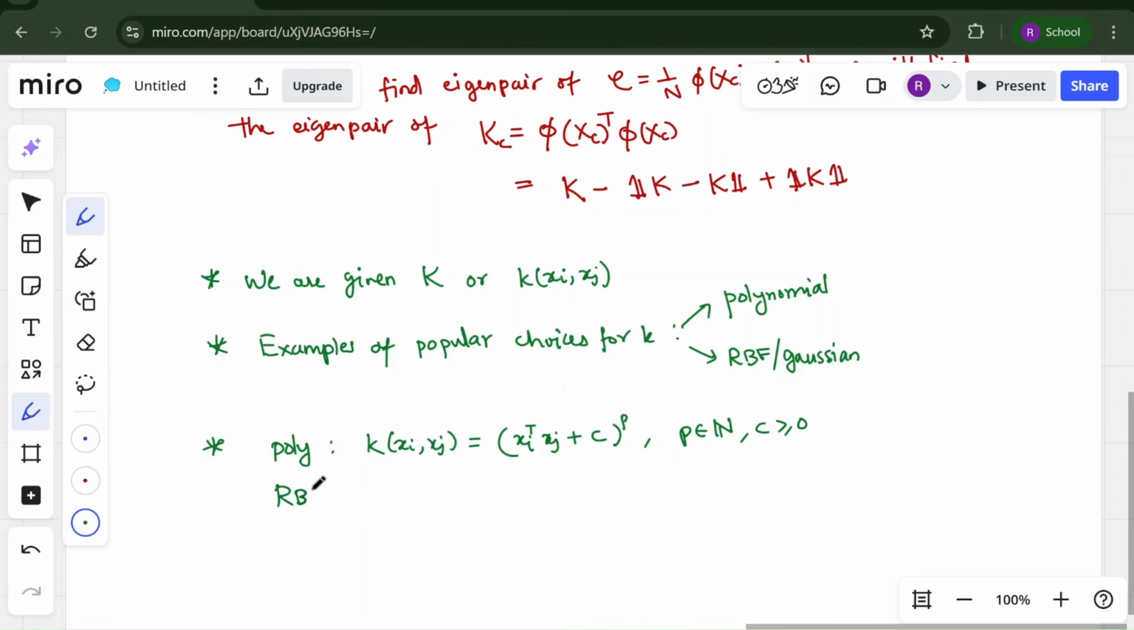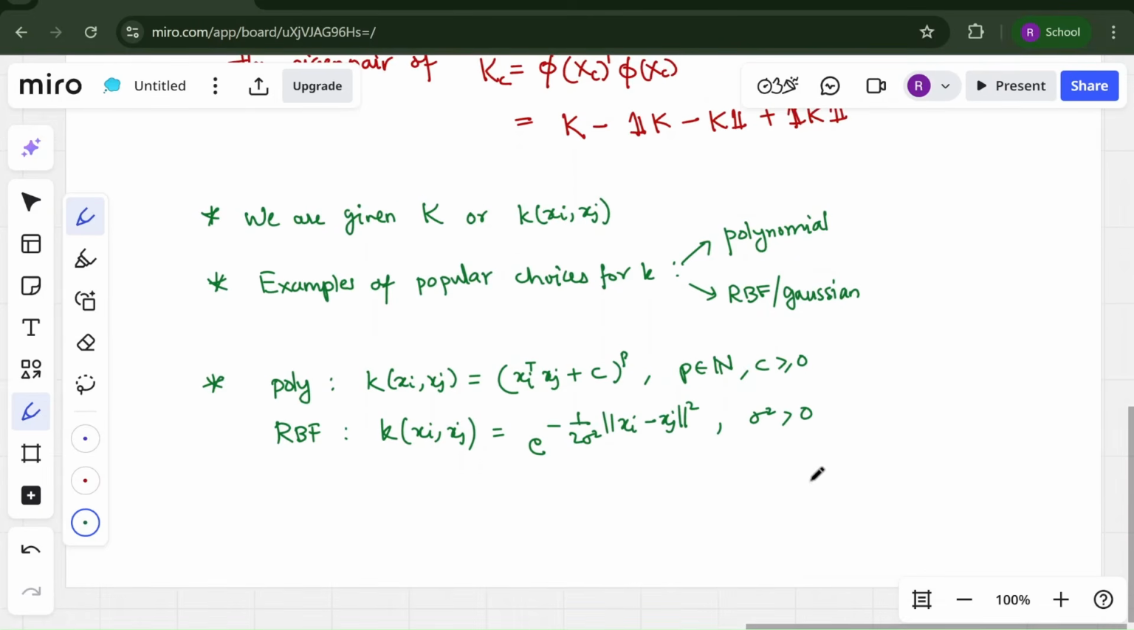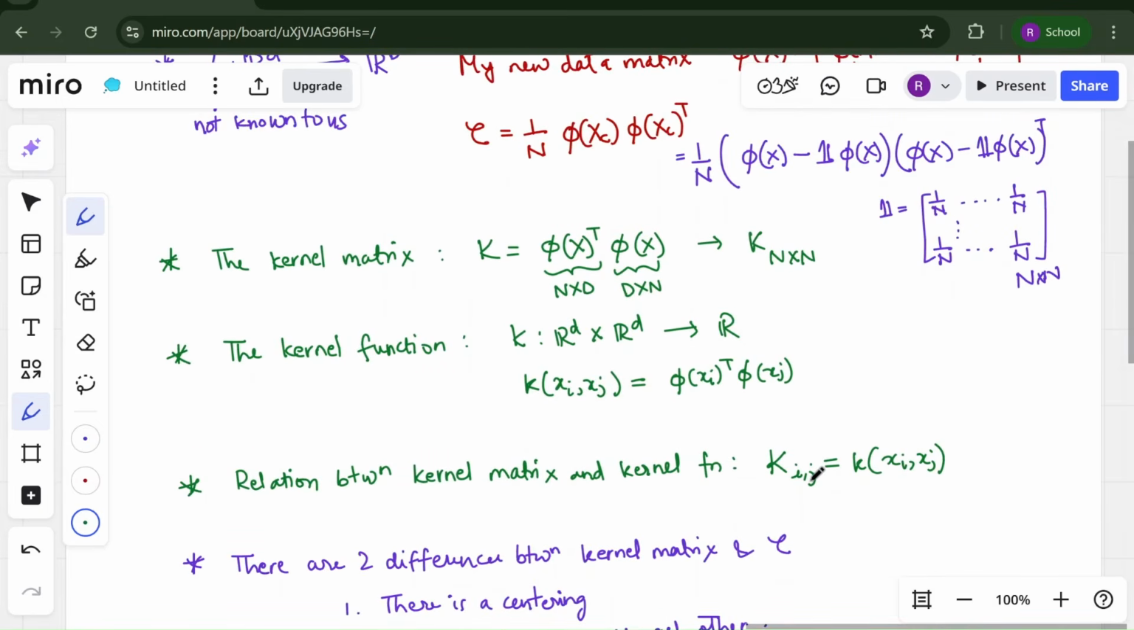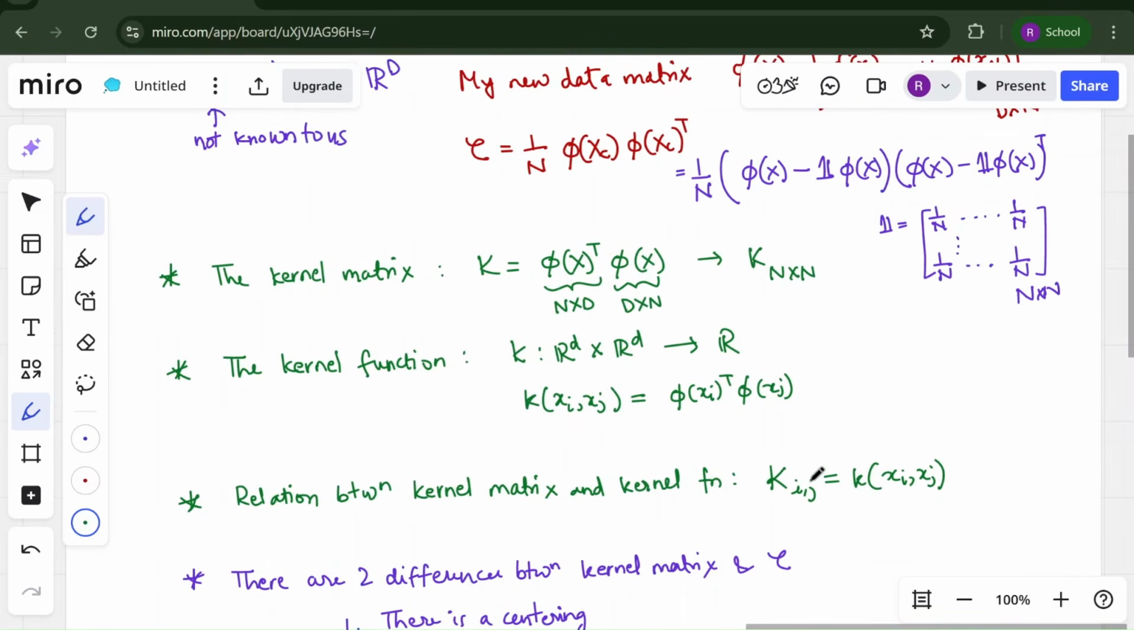What is the RBF kernel? The RBF kernel is given by K of xi comma xj equals e to the power minus 1 by 2 sigma square times norm of xi minus xj whole square, where sigma square is again some positive quantity. These are some popular choices for K. So how many choices exist for K? There are so many choices, right? But the criterion is that K should be equal to phi transpose phi for some function phi, right?